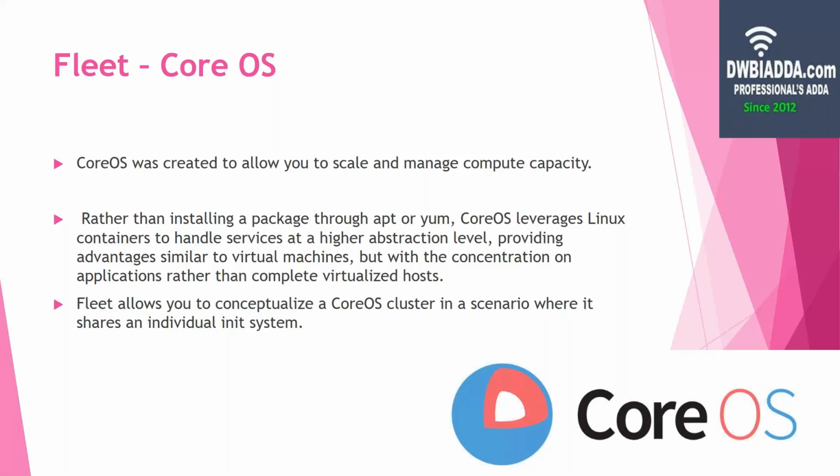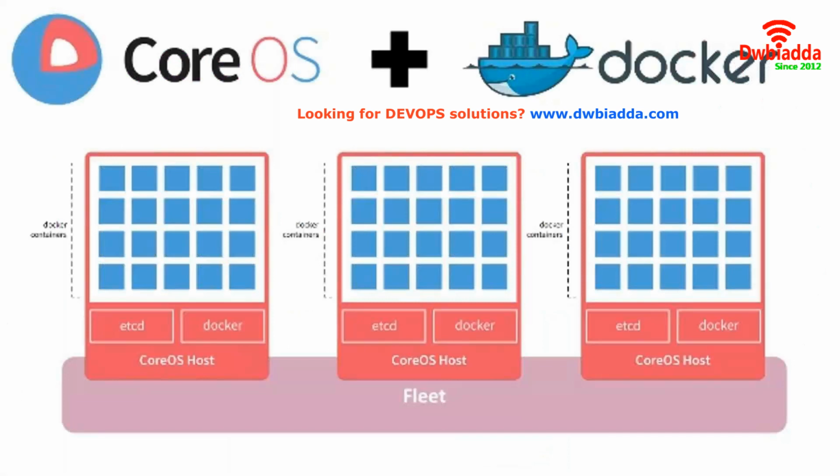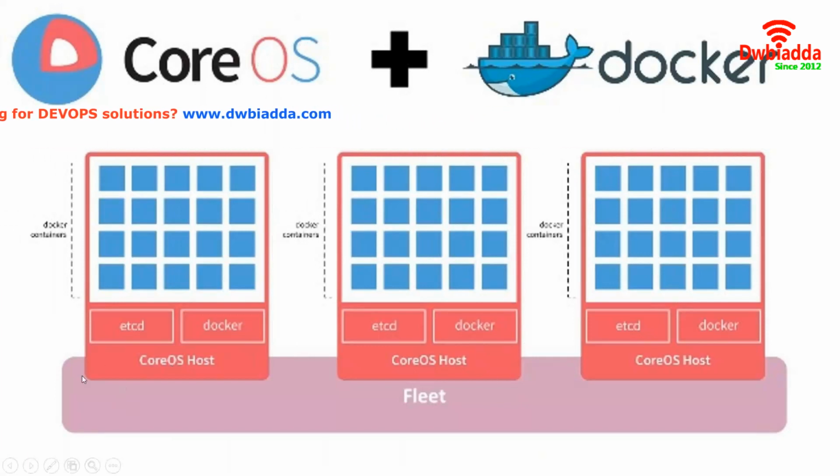Also, it allows you to conceptualize a CoreOS cluster in a scenario where it shares an individual init system. So if you are sharing a single init system, you can conceptualize a core cluster, or you can simply create a core cluster where you can run all your containers. Talking about the infrastructure of CoreOS, once you are integrating CoreOS with Docker, we have a thing called Fleet.